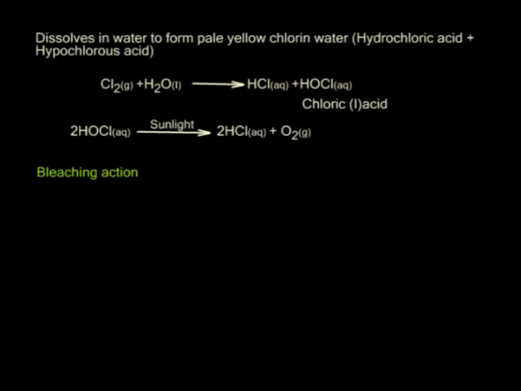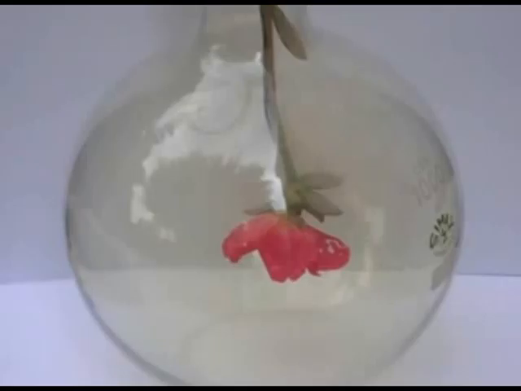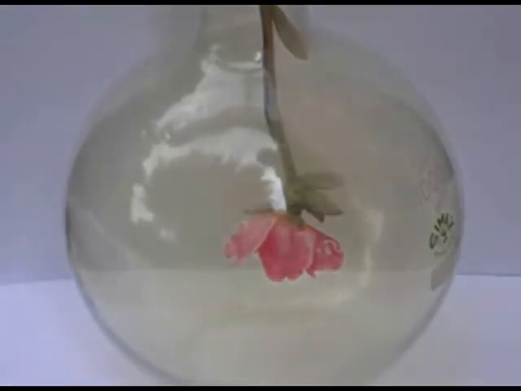Bleaching action of chlorine. Chlorine is a strong bleaching agent. When the wet blue litmus paper was inserted in a glass jar of chlorine, it turned red and then white, which indicated that it was bleached. Equally, when flower petals are inserted in a flask containing chlorine, they are bleached after some time.